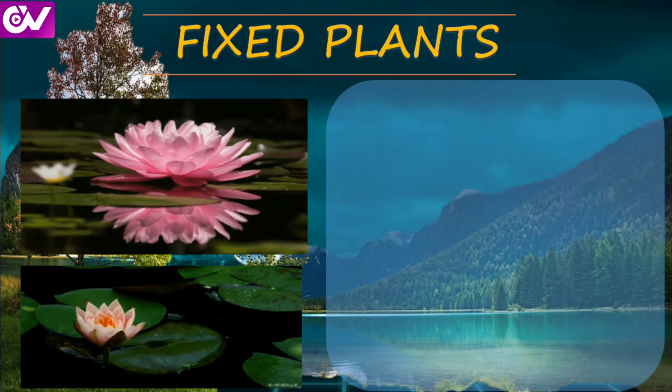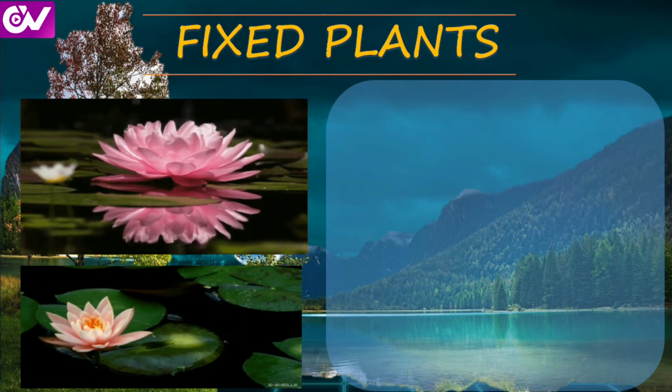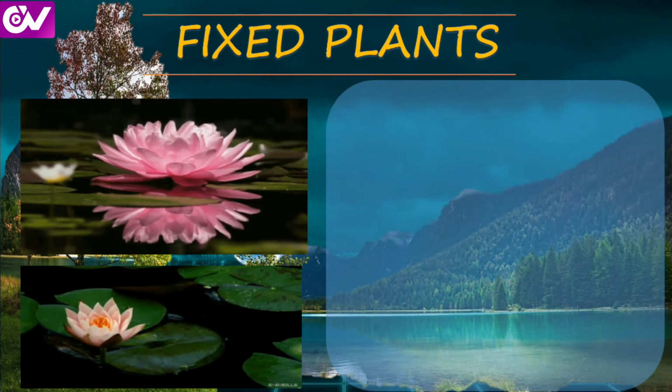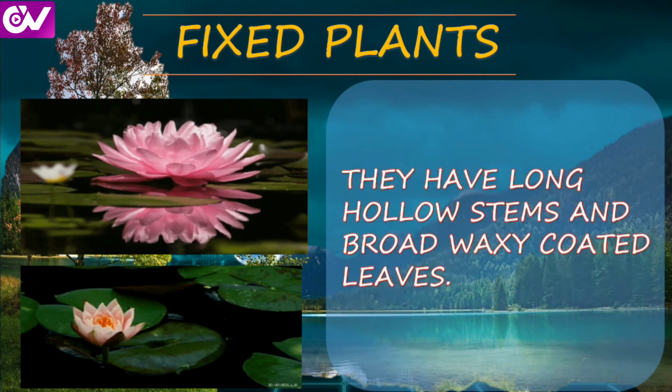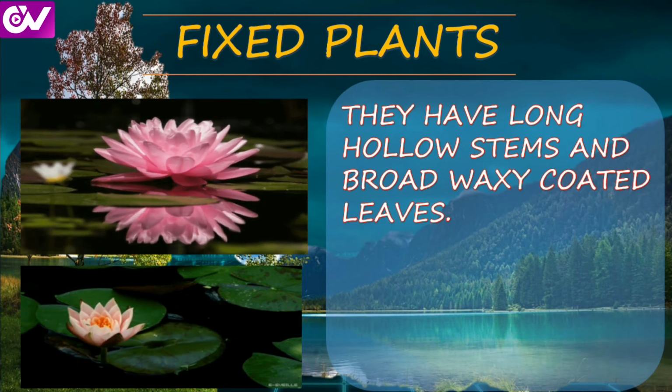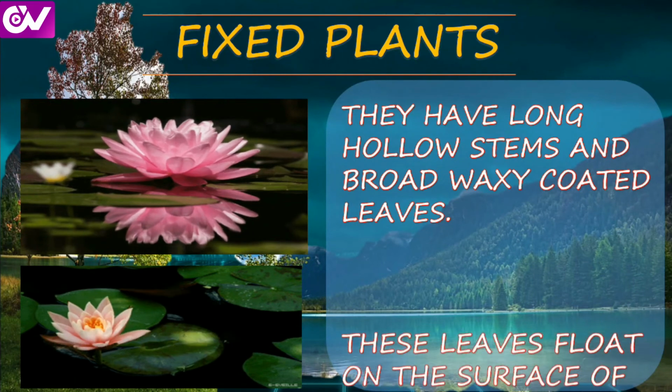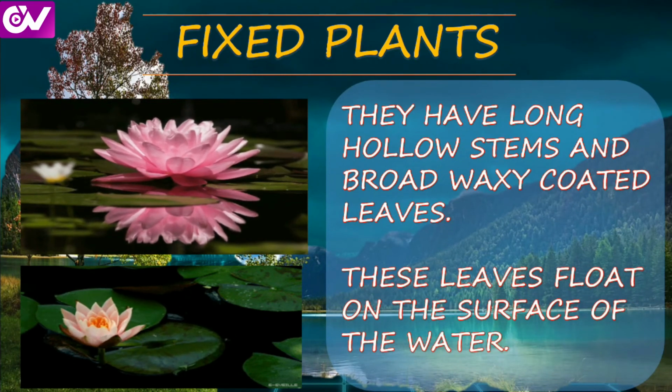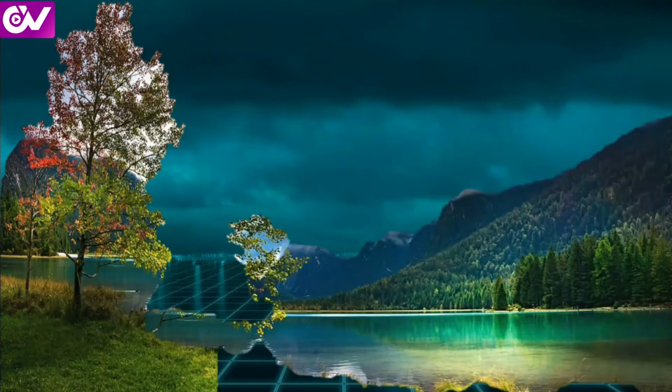Yes, water lily is the example of fixed plants. The lily will be available and visible to our eyes as it floats on the water, but the stem of the lily leaf will be fixed to the ground surface. They have long hollow stems and broad waxy coated leaves. The waxy coated leaves help the lily to float on the water. These leaves float on the surface of the water.